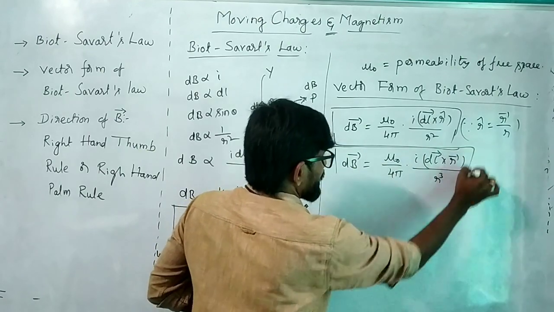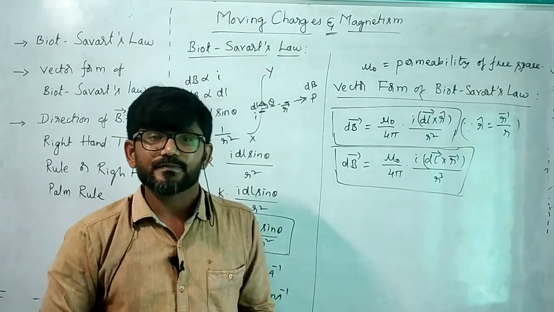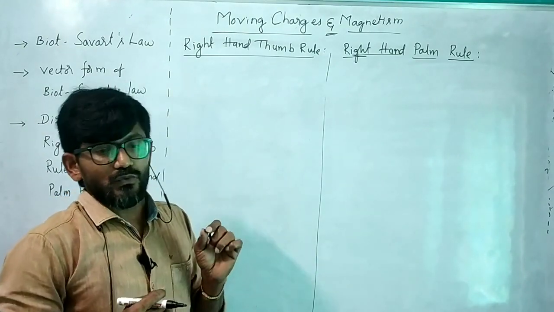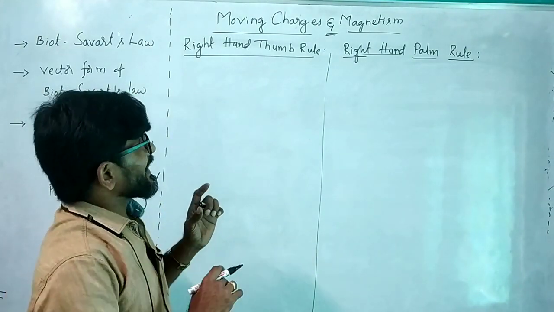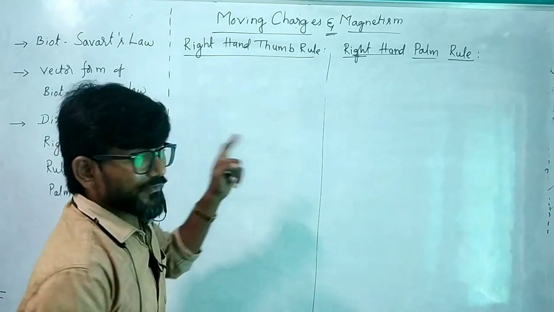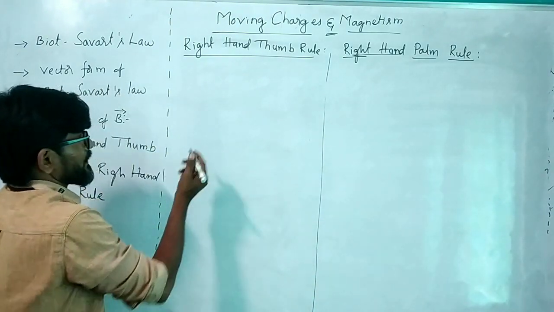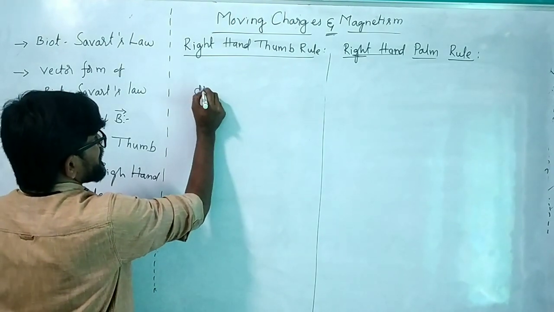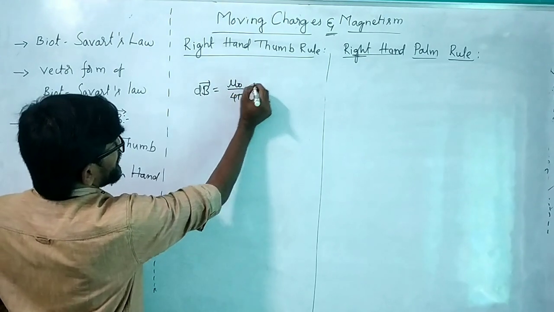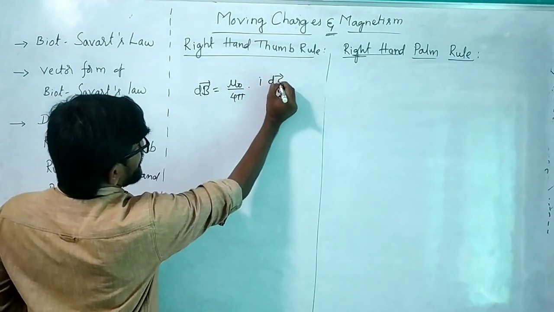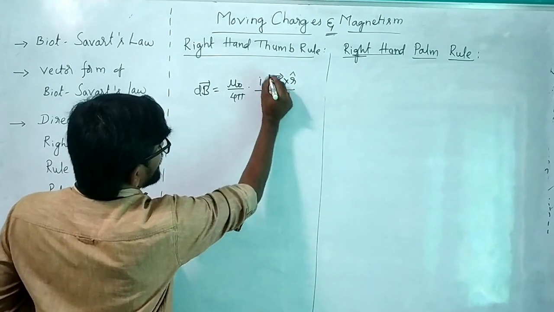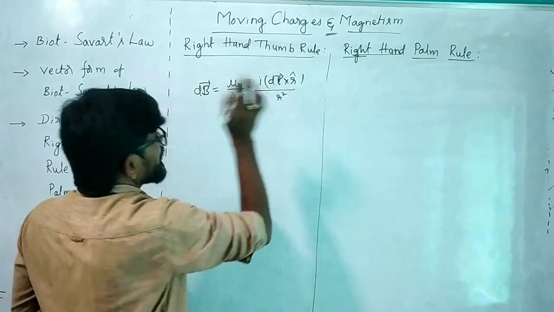Right? Yes. Now let us try to understand how to find the direction of that magnetic field from the vector form of Biot-Savart's law. The vector form of Biot-Savart's law is dB bar is equal to mu naught by 4 pi into I into dl bar cross r cap by r square, or dl bar cross r bar by r cube.